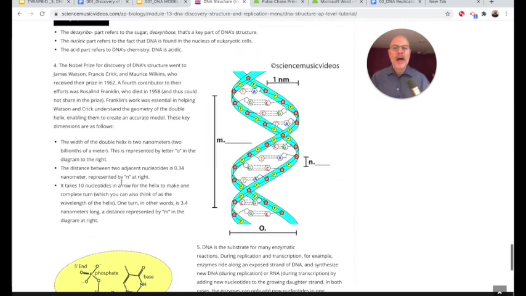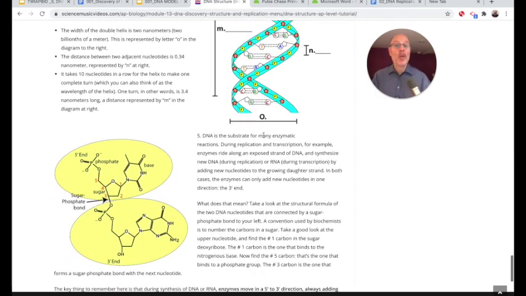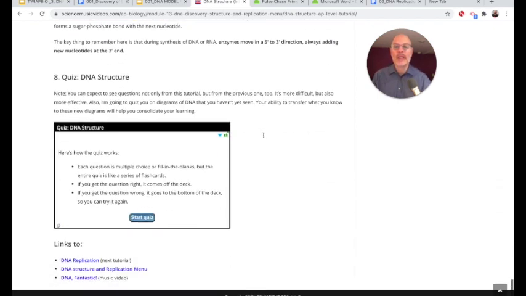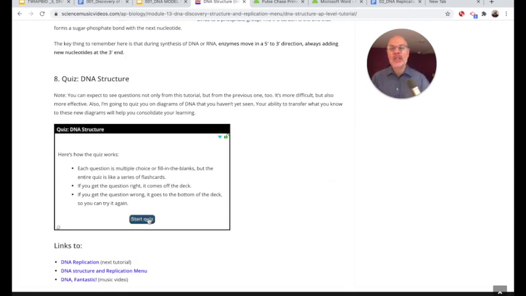And then learning about the dimensions of DNA, an important clue for Watson and Crick as they learned about the double helix, and then another interactive quiz. And again, it's all about the interaction. That's where the magic of sciencemusicvideos.com or learn-biology.com happens for my students and can happen for your students too.